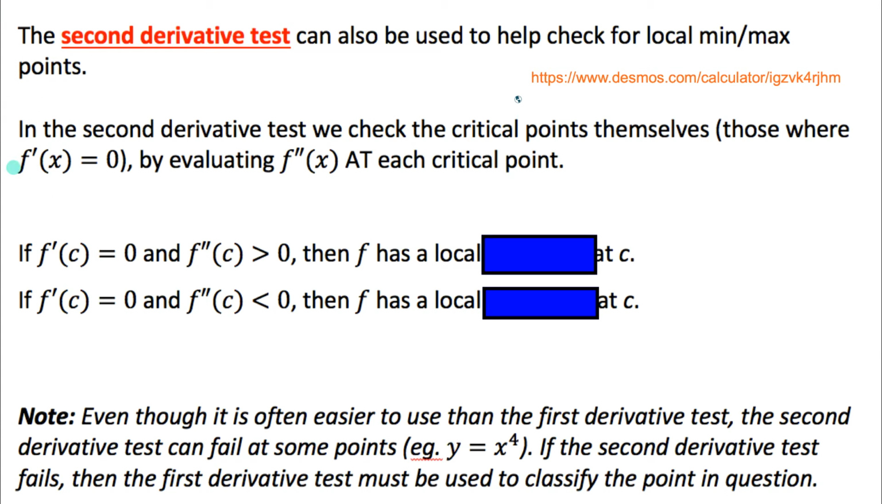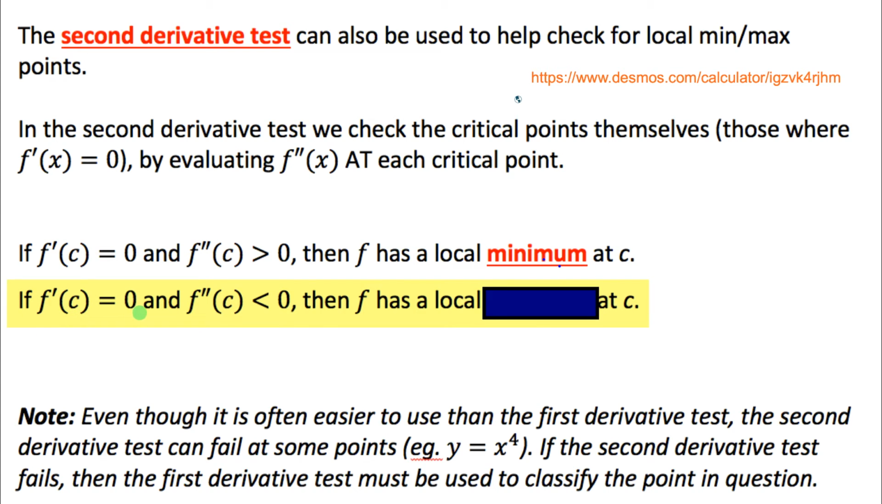So if we want to classify a local max or min point, we find the critical numbers, the points where the first derivative is 0 or undefined, and then we plug those points into the second derivative and look at the value of the second derivative at each point. So if the first derivative is 0 at a certain value of x, we'll call that c, and at that c value the second derivative is positive, that means we have a local min because the function is concave up at that point.